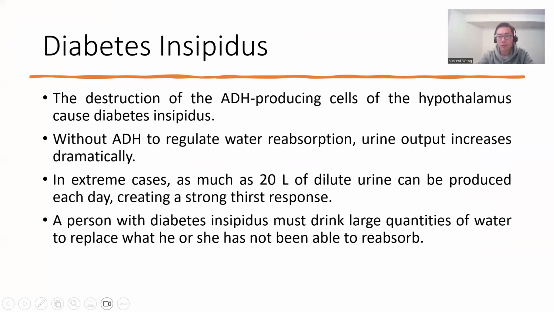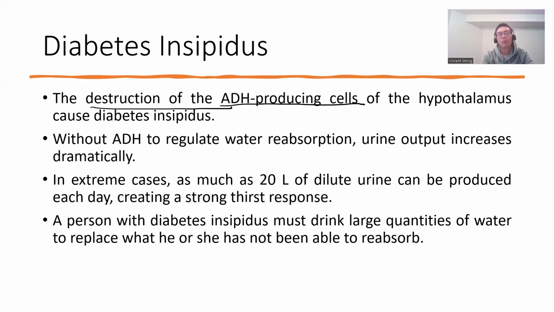So I'm just going to go through a few conditions with you. First one is diabetes insipidus. This is not related to the type of diabetes that people are familiar with. This is a situation that happens when the hypothalamus no longer produces ADH. The cells that produce ADH in the hypothalamus are destroyed for whatever reason.